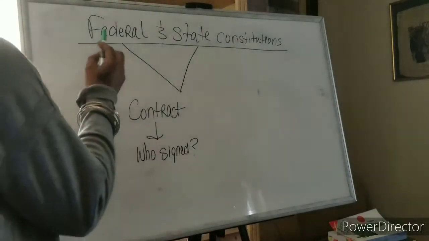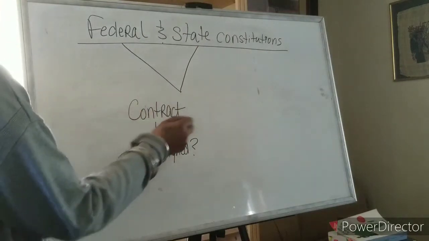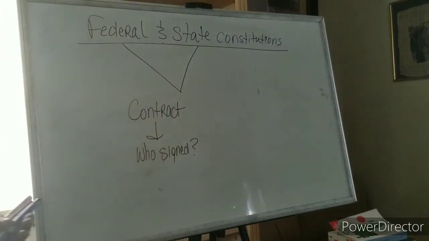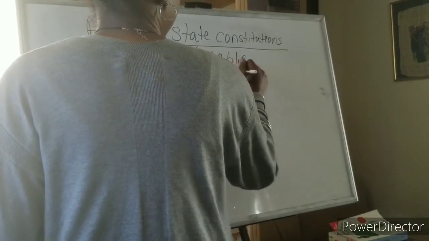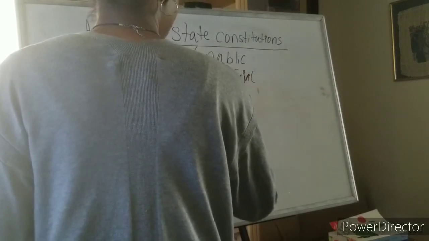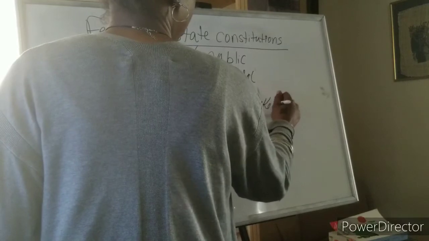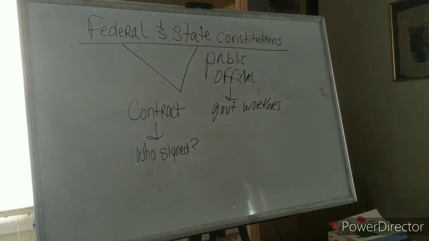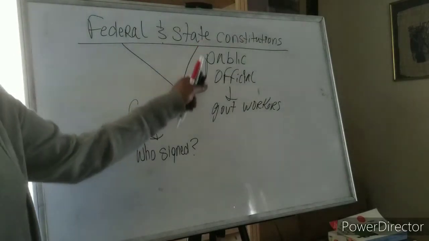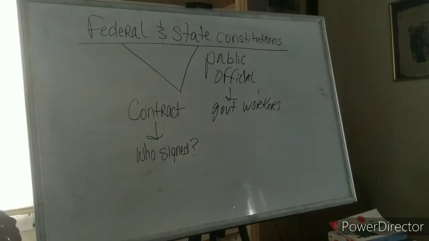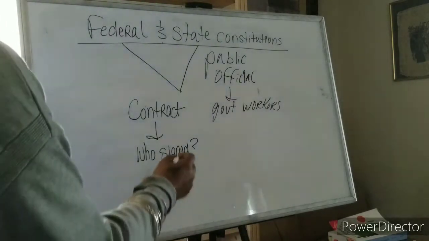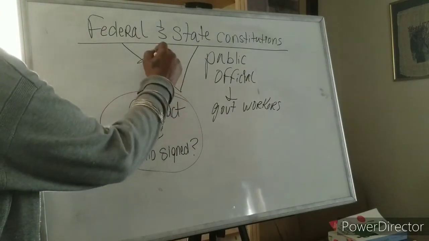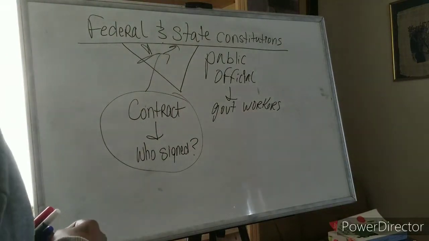So now that we know federal and state constitutions are essentially a contract, who signed it? Well, any public official and or government workers, or more plainly, anyone that works in the public sector. So unless you have a private job or work in the private sector, then you have signed on to abide by these laws, statutes, and codes.